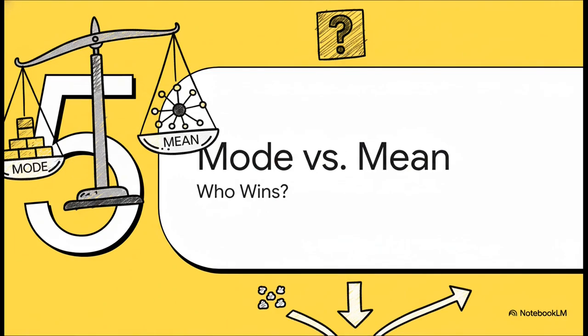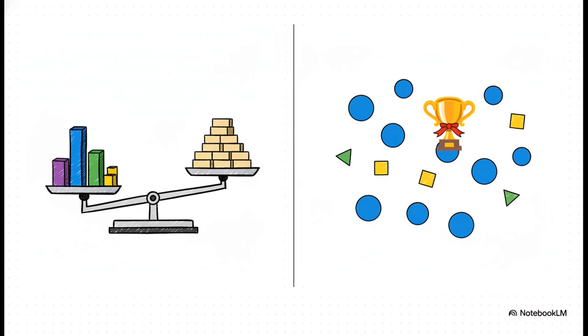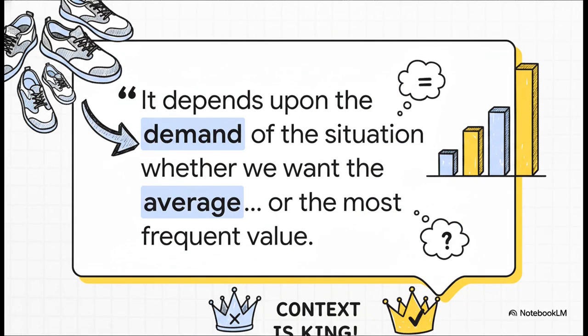So, this probably brings up a question in your mind. We've learned about the mean, and now we know all about the mode. But when should we use which one? Is there a winner? Let's find out. Well, here's the key difference. The mean gives you the average value of the whole data set, like the average marks of a class. The mode, on the other hand, tells you the most popular choice, like the shoe size that sells the most. Ultimately, the situation decides everything.